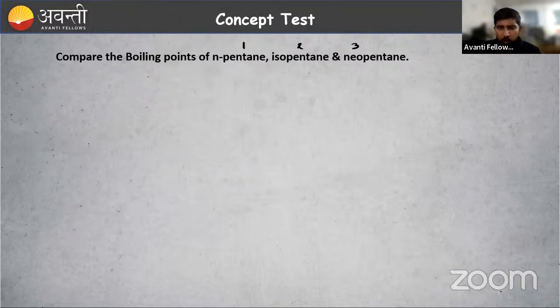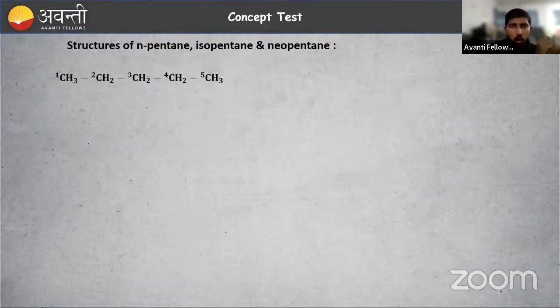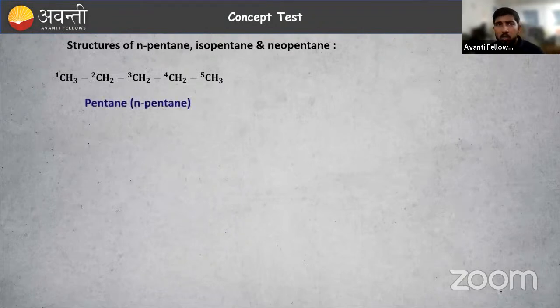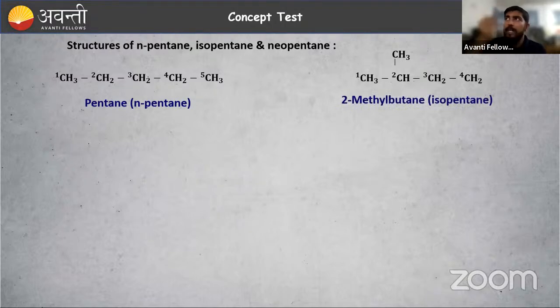So let us try it out. First of all, you have to write the structures of normal pentane, isopentane, and neopentane. This is normal pentane, where 5 carbon atoms are present. What about isopentane? One branch is present, right? So this is our isopentane. What is the name of isopentane? At the 2nd position there is a methyl group, so 2-methylbutane. We have studied the entire IUPAC nomenclature, right?